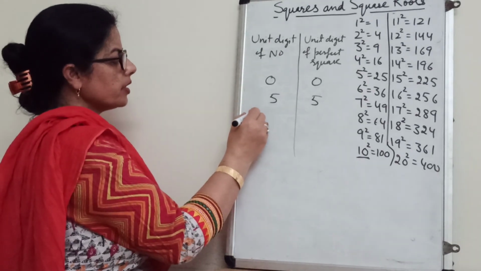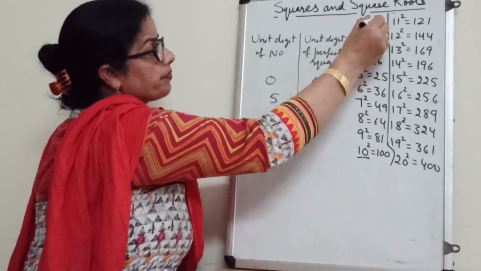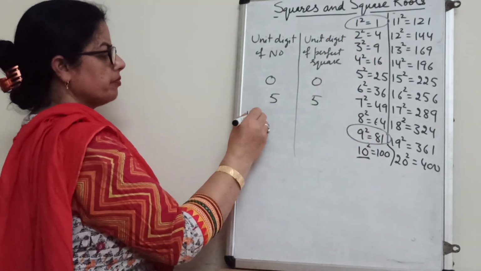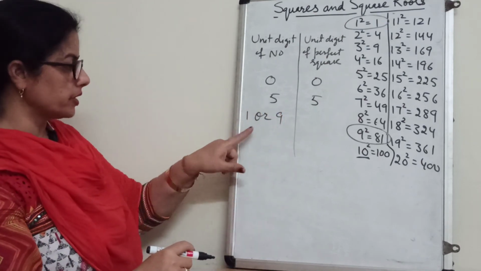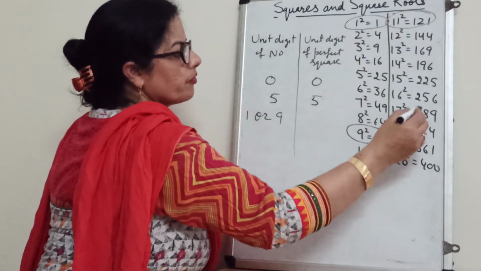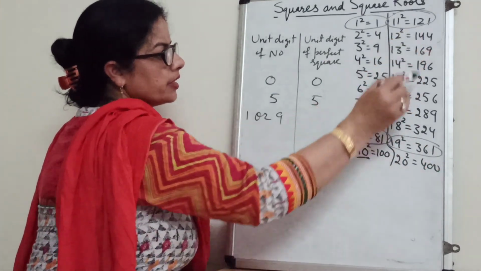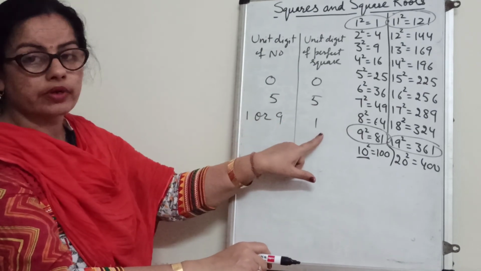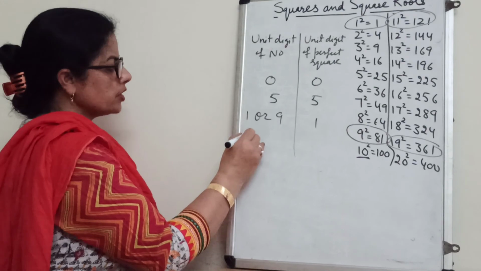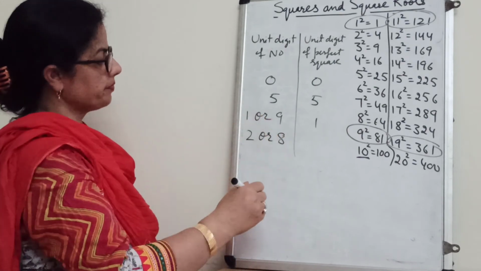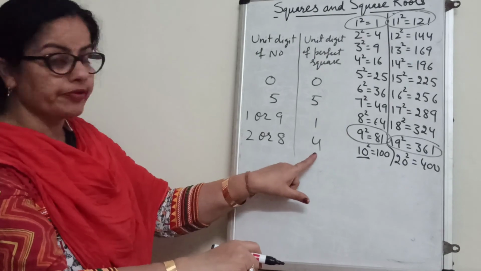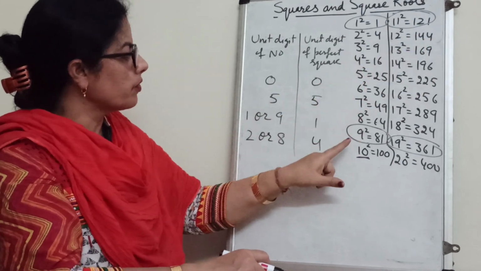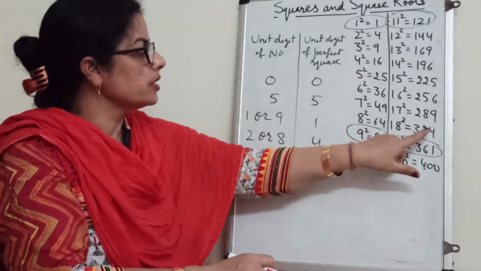If the unit digit of the number is 1 or 9, you can see here also 1 or 9, then the unit digit of the perfect square is 1. As 1 square is 1, 9 square is 81, 1 will be here. If the unit digit of the number is 2 or 8, then the unit digit of the perfect square will be 4. See, 2 square is 4, 12 square is 144, 8 square is 64, 18 square is 324.